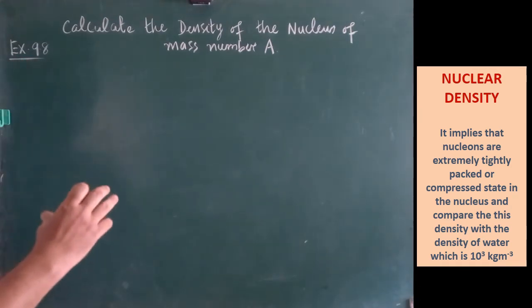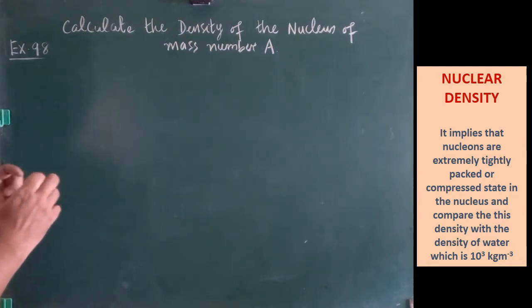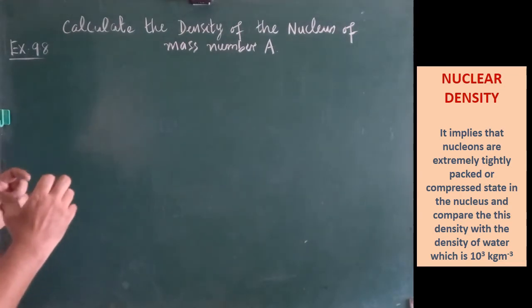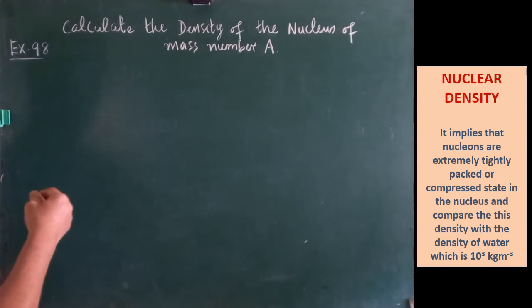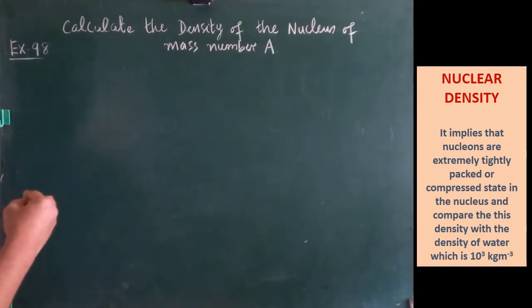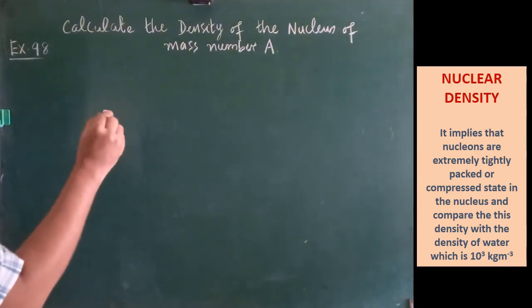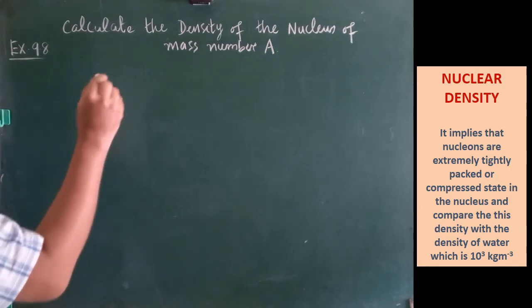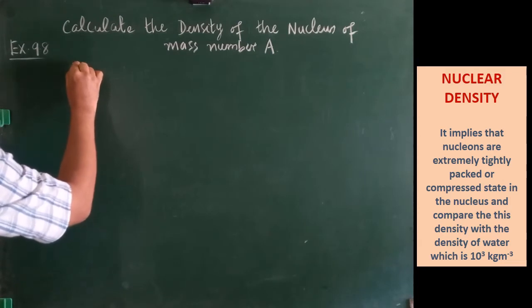We know very well that inside the nucleus, protons and neutrons, all the nucleons, are tightly packed, and their density is very high when compared to other substances. Here we are going to calculate the density of the nucleus and, in the meantime, derive the expression also. So what is the fundamental formula to calculate density? Density is nothing but mass per volume. That is the general formula.